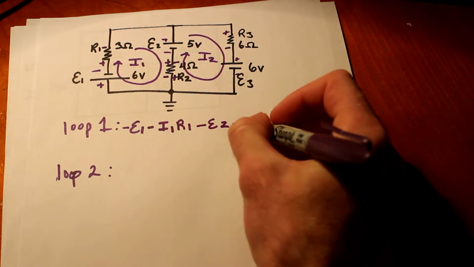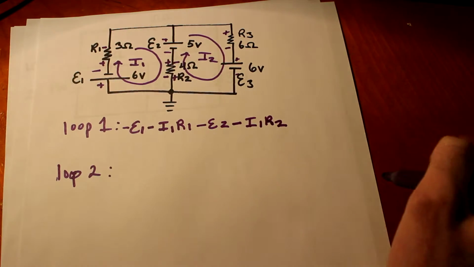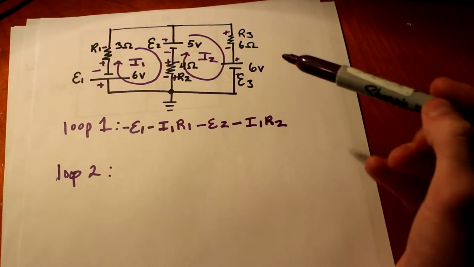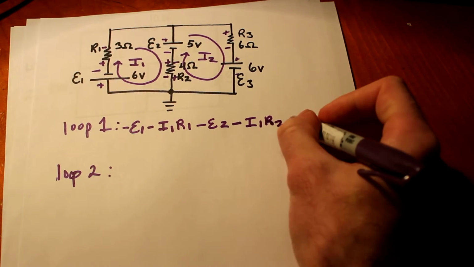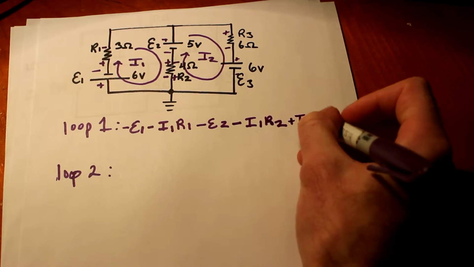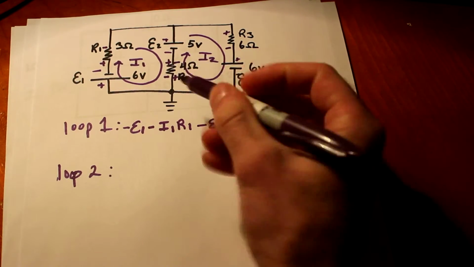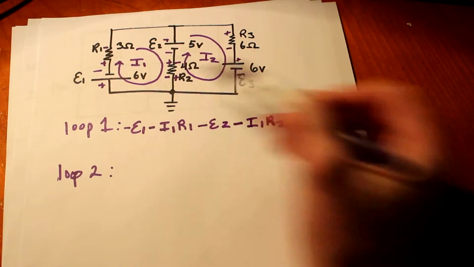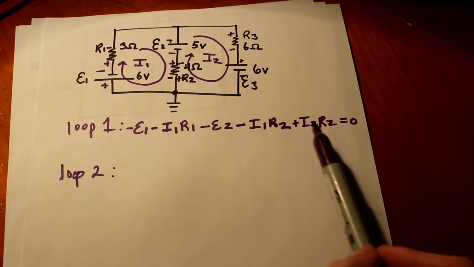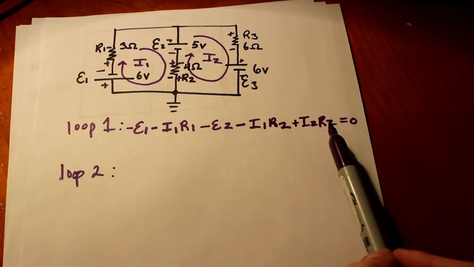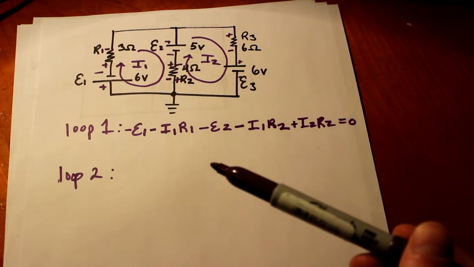So we'll go I1, R2. And what we're also going to do, because this is shared by both sides, is go plus I2, R2 equals 0. Okay? And it's equal to 0 because we're at the end of our loop. But you need, this is maybe the most important part of mesh analysis. If you remember to do this correctly, then you shouldn't have any issues.